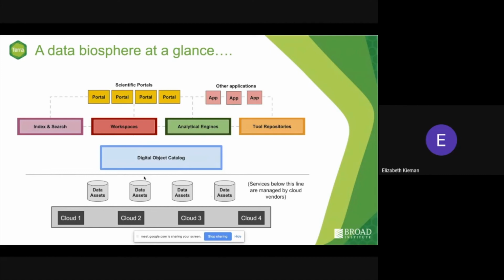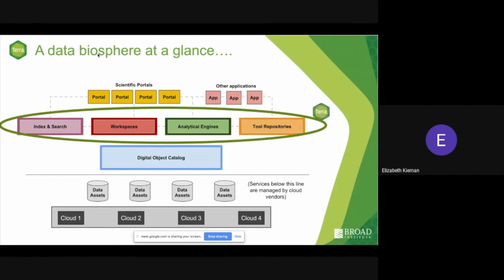And here is a diagram that lays out the data biosphere at a glance. So down here we have the data assets to which we want to link scientists. And at the very top are our users, you guys. And so where does Terra as a web platform fall into this architecture? Well, Terra is the platform that is supposed to link the users to the data assets.